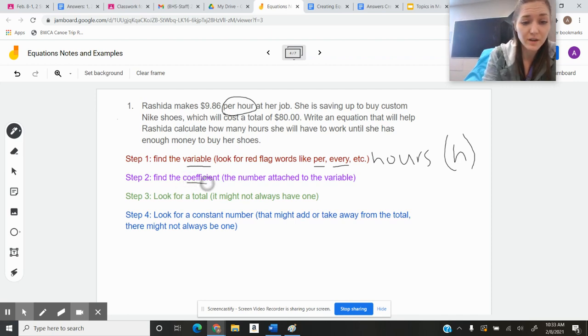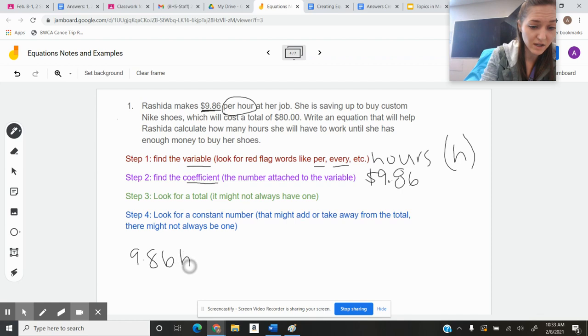Next thing you want to do is find the coefficient, and that's the number attached to the variable. In this case, the number attached to the variable is $9.86 because that's how much she's getting paid per hour. And in order to figure out her total paycheck, I take $9.86 times the amount of hours she worked. So I know my equation is probably going to have this $9.86 times H, or hours, somewhere in it, right?